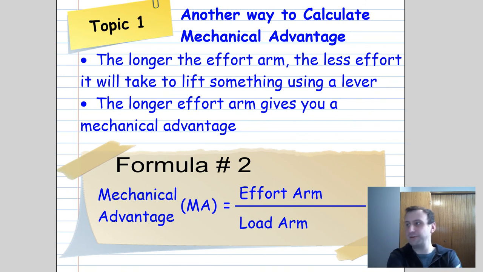With levers, we actually have a neat little shortcut we can use. We can just look at the arms of the lever. An arm is from the fulcrum to either the effort or the load. If I measure from the fulcrum to the effort, that's the effort arm. And if I measure from the fulcrum to the load, that's the load arm. So I can take those two distances and divide to figure out the mechanical advantage of that specific lever. The longer effort arm gives you a mechanical advantage, so a force advantage.